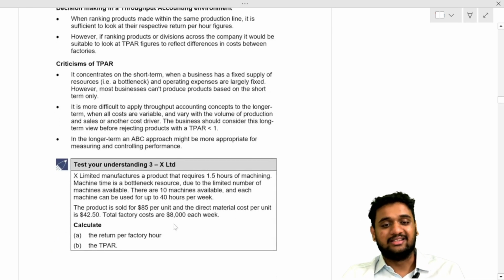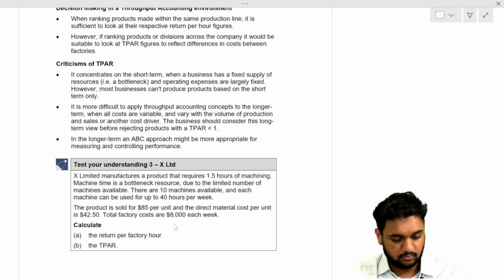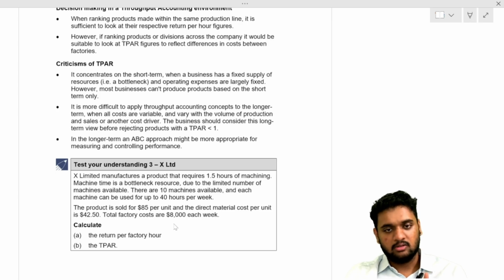Come to test your understanding, question number 3. Someone read the question, no?